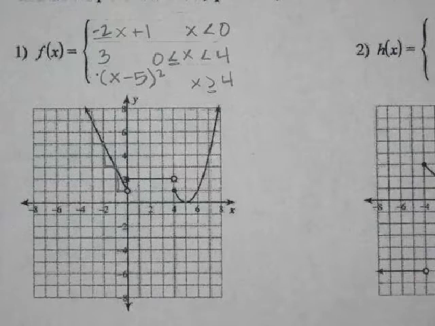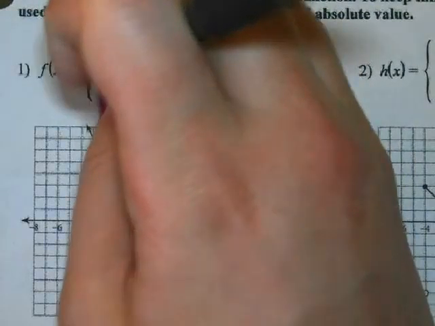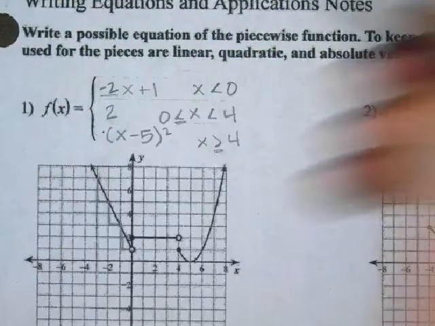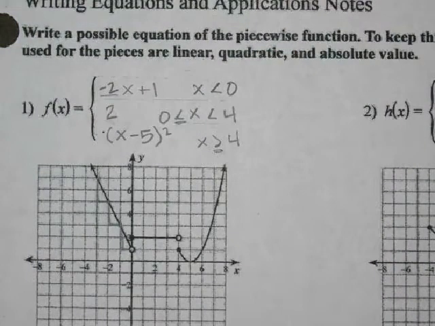Someone said 2 or 3. Oh, 2. So sorry. So the horizontal was at 2. I wrote down 3. That was my bad. Thanks, guys.